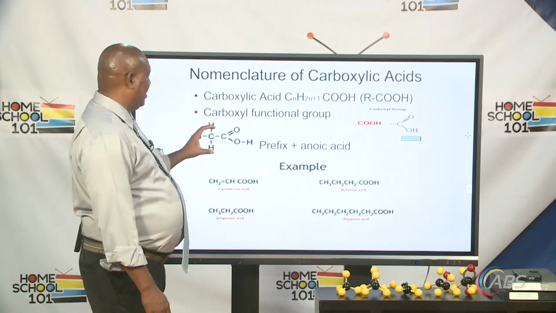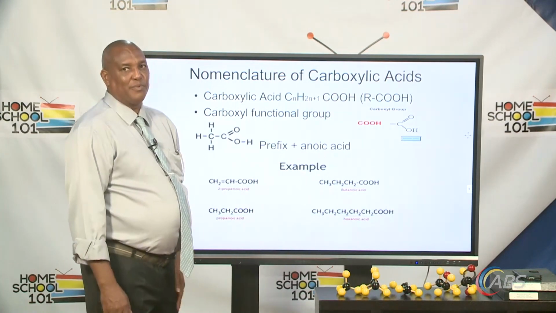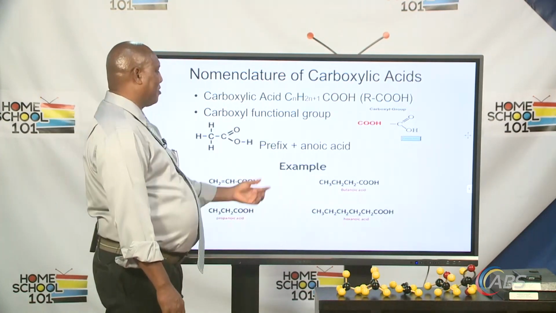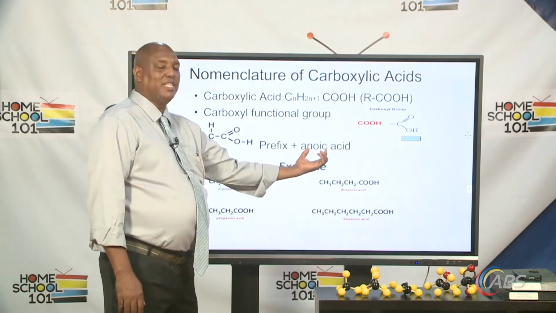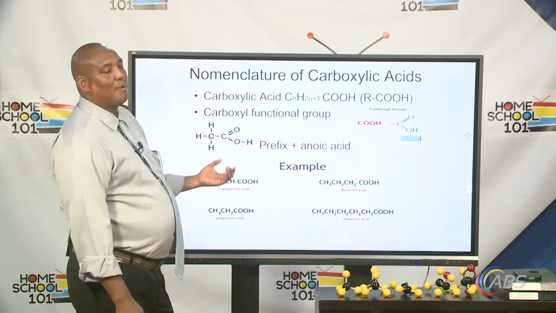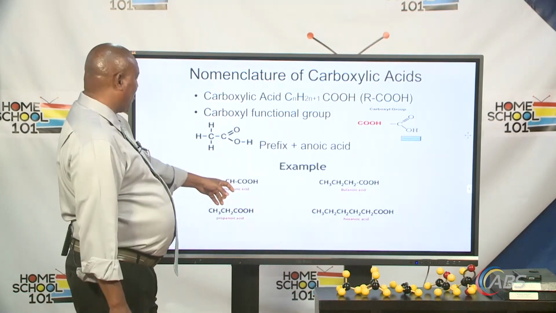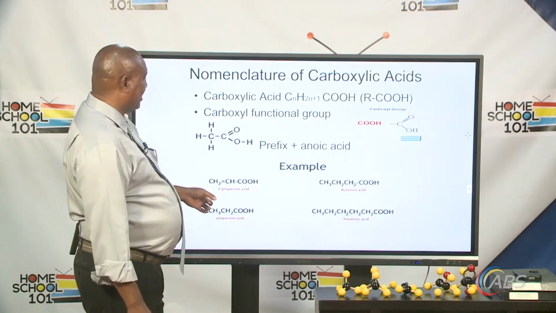So we have the first one here, a prefix, plus anoic acid when we are naming the carboxylic acids. So the prefix is the first name, the family name is anoic acid. So every one of the carboxylic acids ends in anoic acid. Depending on the number of carbons, we name them.